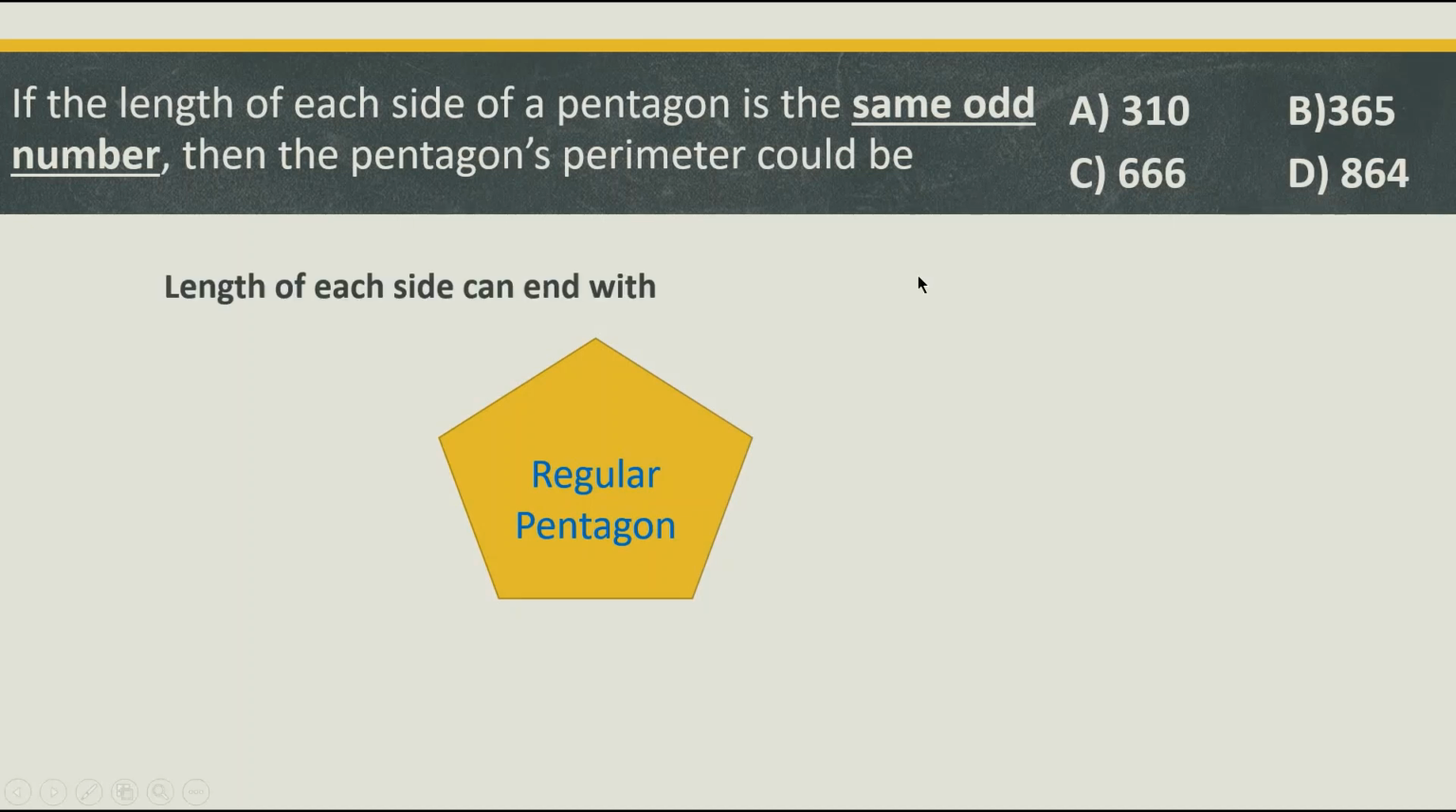The second clue that we have is that each side is an odd number. So when they say odd number, the length of each side can end with one of these five numbers: 1, 3, 5, 7, 9, whether it's a single-digit, two-digit or three-digit number. It has to end with one of these five numbers.